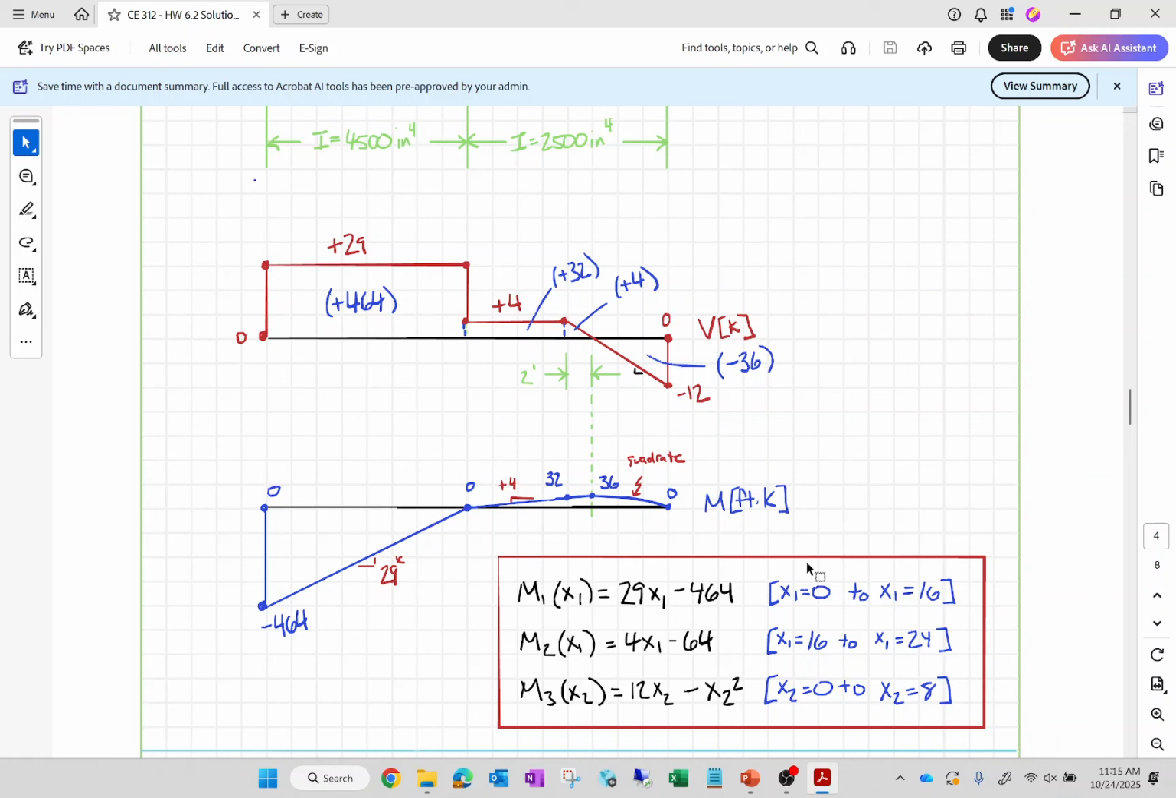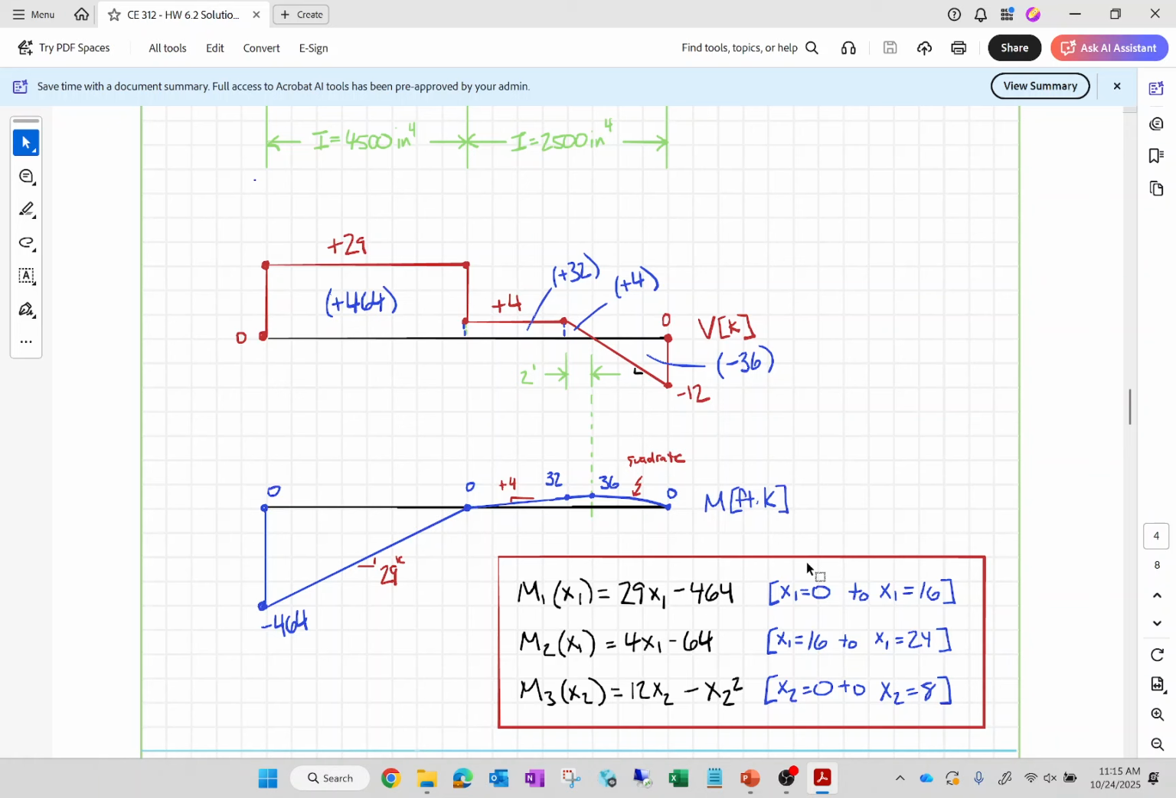Now, what about this point right here? That point is 0, minus 464, okay? So think about this. This is like y equals mx plus b. So what's the slope? 29. What's the y-intercept? Boom. That's it, right? So that first moment function is 29x minus 464. That's it, okay? And I'm just using this as the origin.